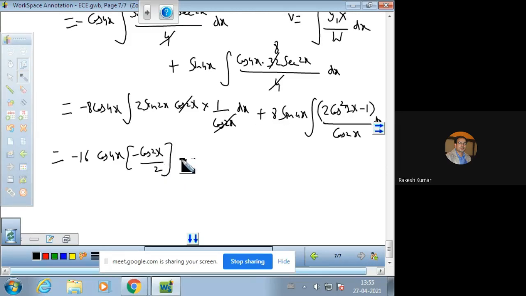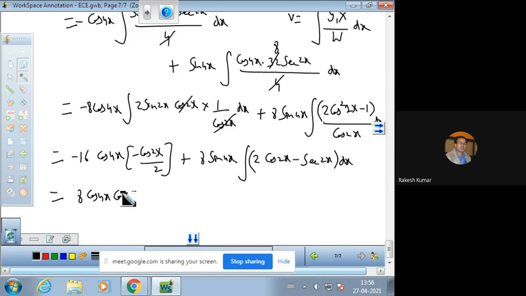we will have plus 8 sine 4x integration. The cos square 1 will be cancelled with this. So one cos 2x can be cancelled here, and this will become 2 cos 2x minus 1 over cos 2x, which is secant 2x dx. Here minus and minus will be plus. So 8 cos of 4x into cos of 2x is there plus 8 sine 4x.